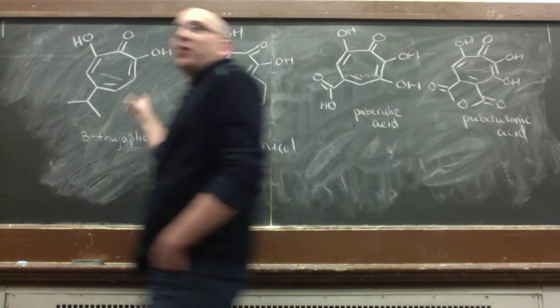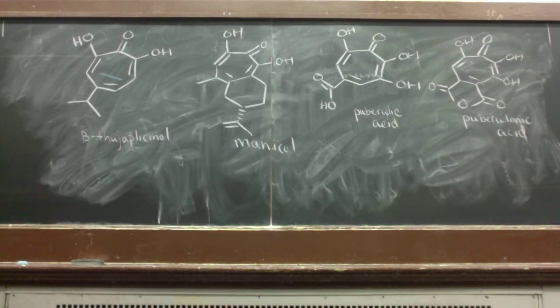So let's start with this one over here. Is this a terpene? How many carbons does it have? 10 carbons. Now again, this is an instance where it has 10 carbons. It might be difficult to identify the isoprene units in there, right? In fact, you wouldn't be able to.